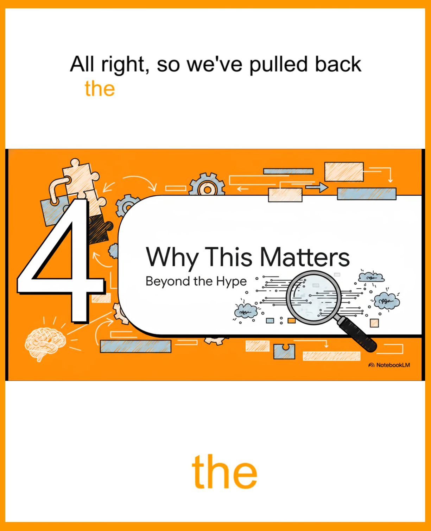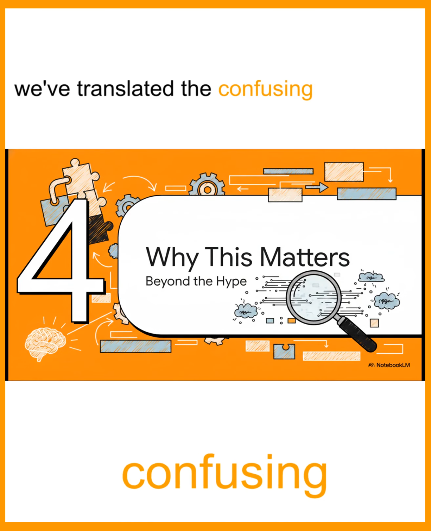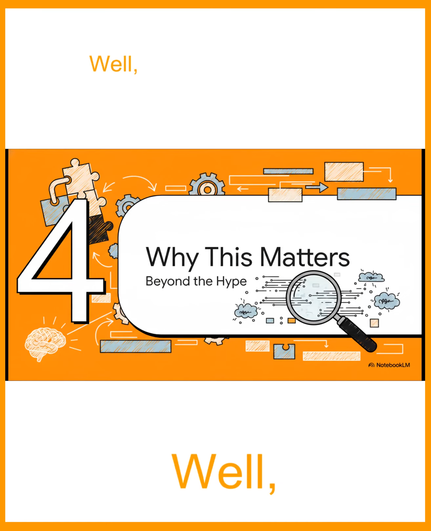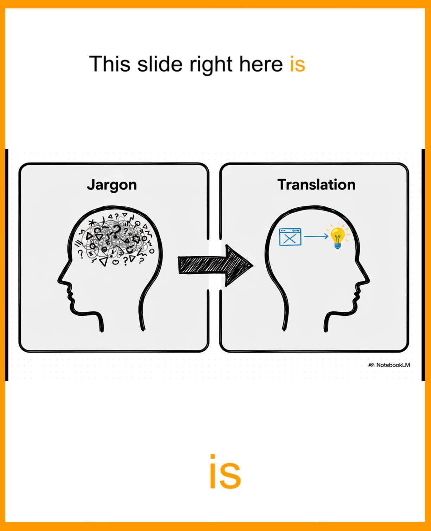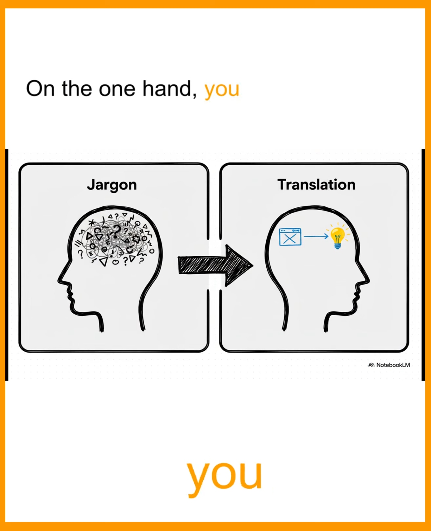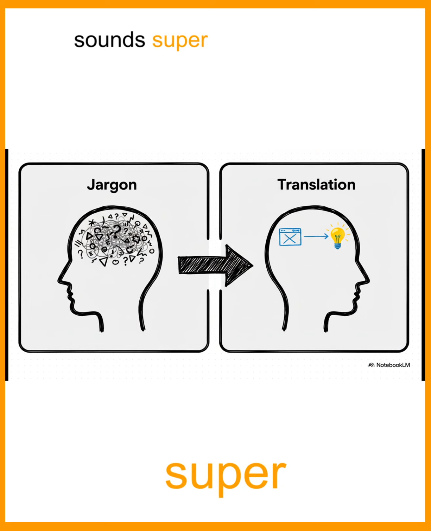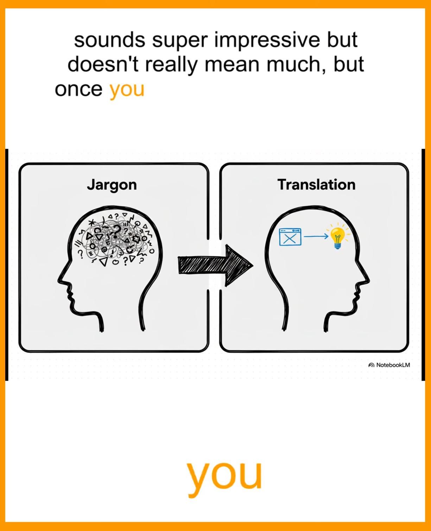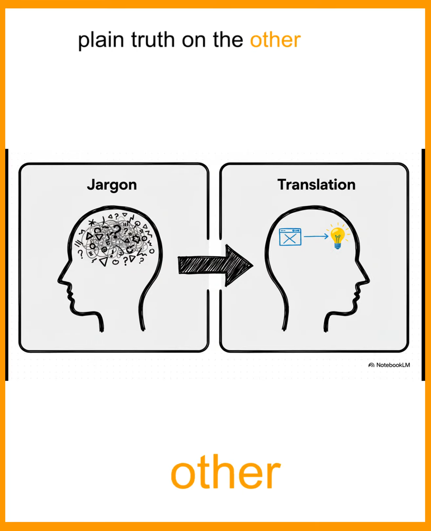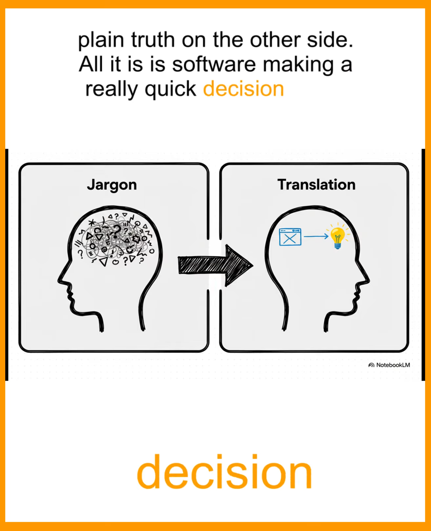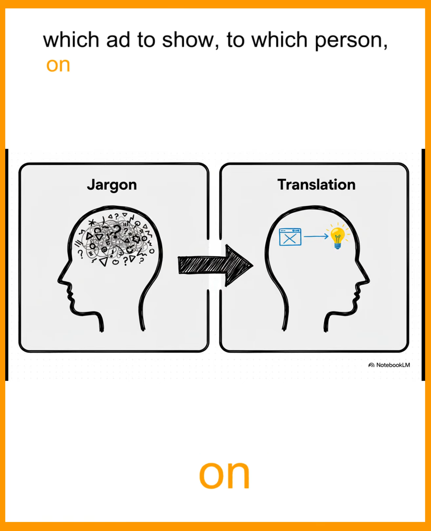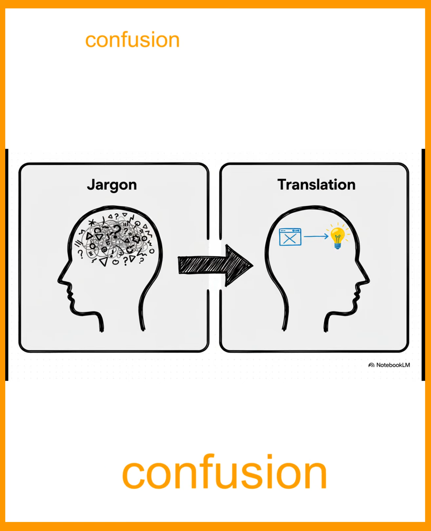All right, so we've pulled back the curtain on the process, we've translated the confusing language, but why does any of this actually matter? Well, it's hugely important, because when you understand how it works, you can finally see past all the hype and really think about what's going on with your attention and your data online. This slide right here is the perfect before and after. On the one hand, you have the jargon, this tangled mess of buzzwords that sounds super impressive but doesn't really mean much. But once you translate it, you get the plain truth on the other side. All it is software making a really quick decision about which ad to show to which person on which page and for how much. That's it. We go from engineered confusion to simple clarity.